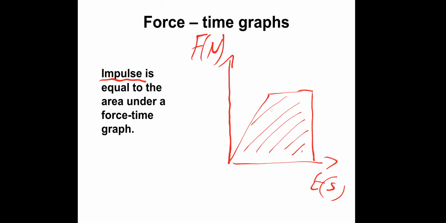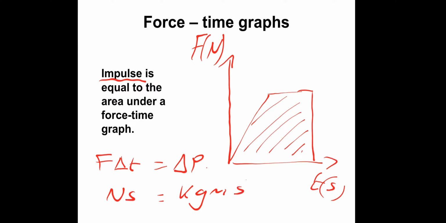Because if you look at the area under the graph, it is force times time. And we just established that force times time is the impulse, which is also equal to the change in momentum. And remember, impulse is measured in Newton seconds, or the equivalent is kilogram meters per second. So let's move on.